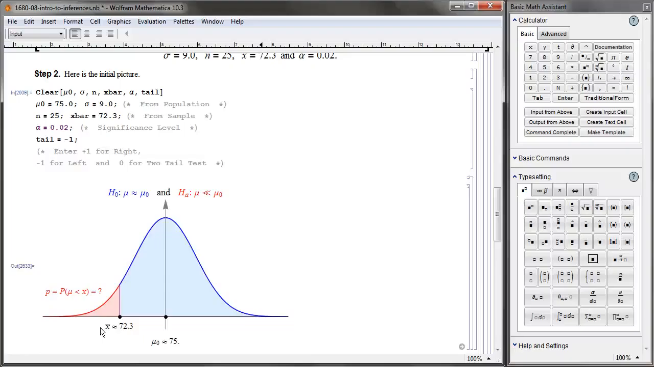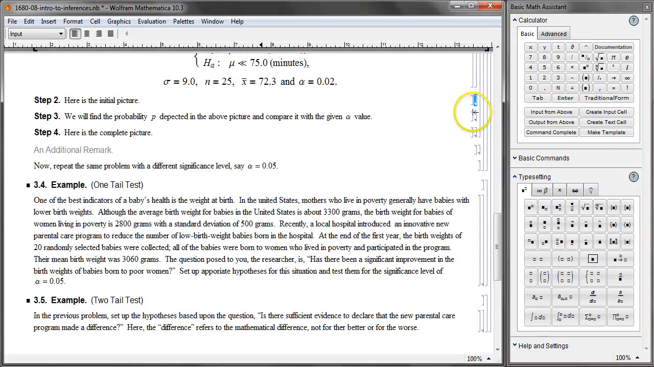The advantage of this method is that you don't have to look up the z-table backward. You can simply calculate the z-score by this 72.3 minus 75 over standard error. Look up the z-table, and then you're going to get this probability, the p-value, this red area. The confusion comes from the next step. In any case, let's do that.